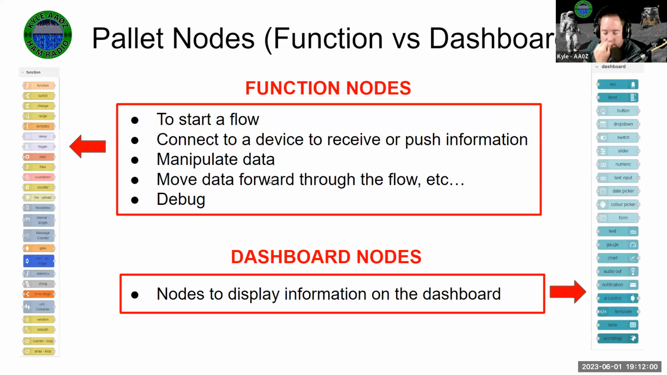So I've kind of already gone through this, but I want to reiterate this. Function nodes, that's basically all of the Fruity Pebbles nodes over here that have the different colors. They do things like start a flow, connect a device to receive or push information, manipulate data, move data forward through the flow, debug. Your dashboard nodes are the ones here in teal. They're the ones that display information on the dashboard or make the dashboard up so you can interact with it.